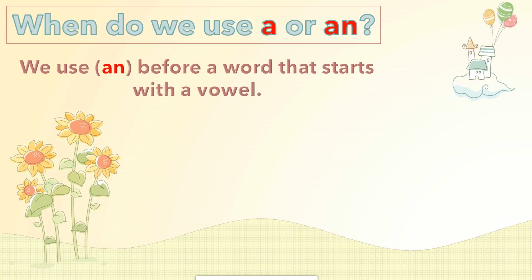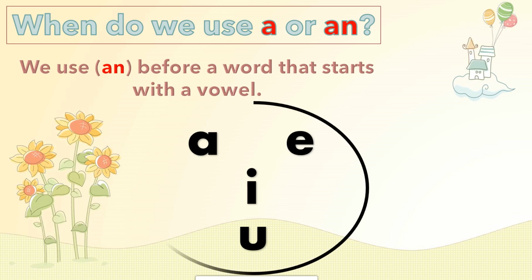When do we use a or an? We use an before a word that starts with a vowel. What are our vowels? There are 5 vowels. What are they? A, E, I, U, and O. So these are the 5 vowels. We use an before a word that starts with one of these 5 vowels.